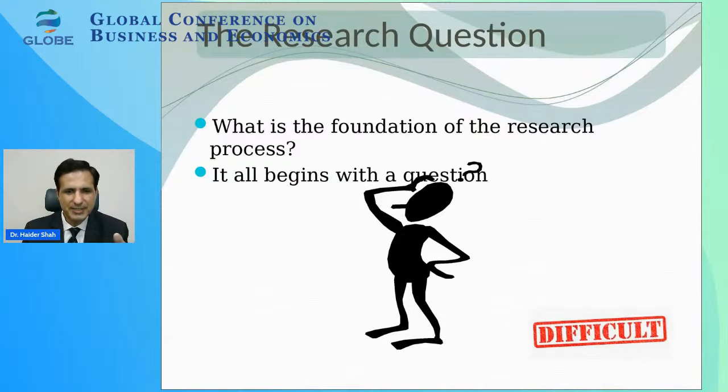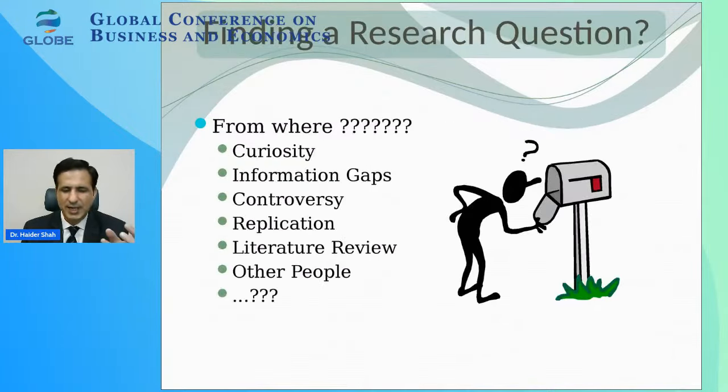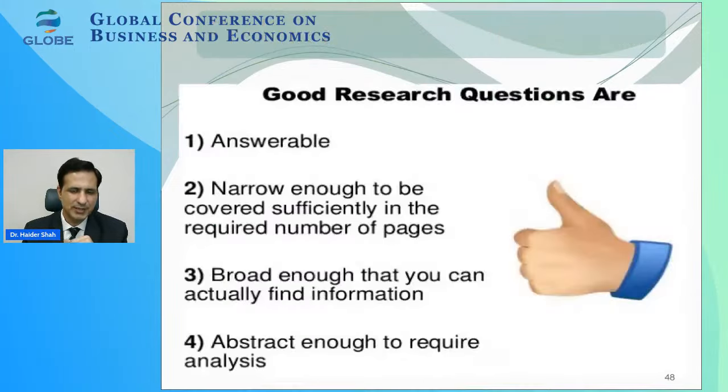So further, the research question: what is the foundation of the research process? It all begins with the question, and we call it curiosity. From where can you get it? From your own curiosity, from information gaps, the gaps in the literature, from the controversies which are available, and you can see within the field, across the fields, how different phenomena are explained by different theoretical lenses, even through different disciplines. So you can see the controversies, and even come up with the explanation of that, replication of the studies, the literature review, and other people's work they have carried out.